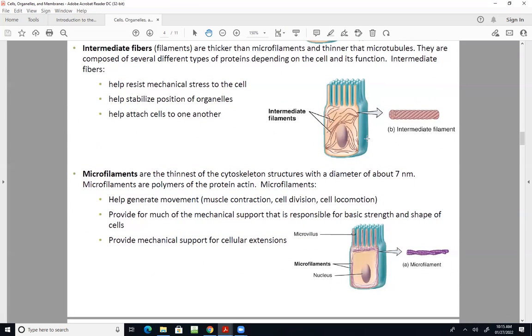Intermediate fibers or intermediate filaments, same thing, are thicker than microfilaments but thinner than microtubules. They don't have a special type of protein that makes them; it actually varies from cell to cell. Their function is to resist mechanical stress to the cell, stabilize the position of organelles, and help cells attach to one another.